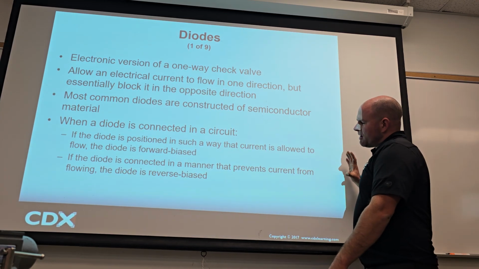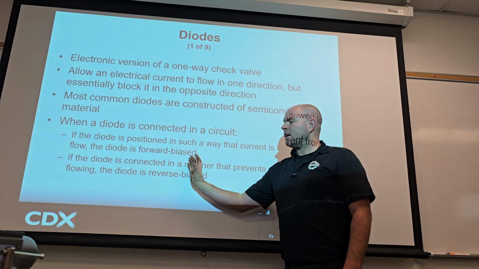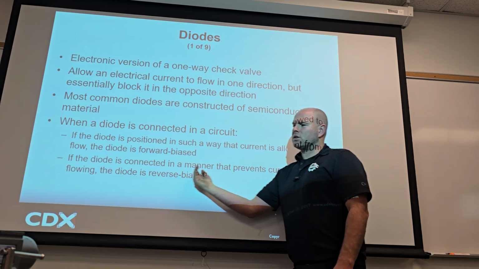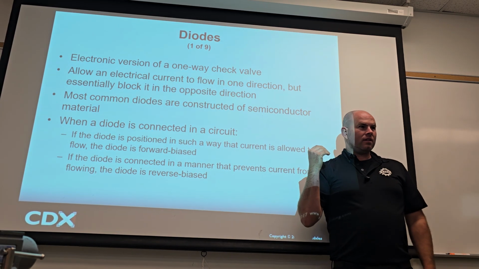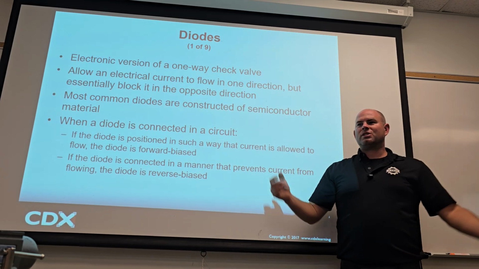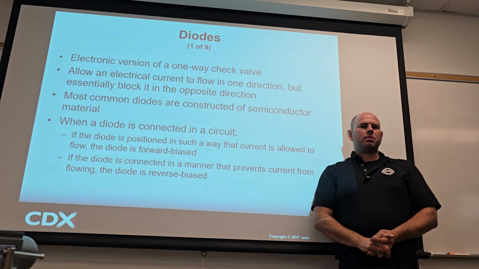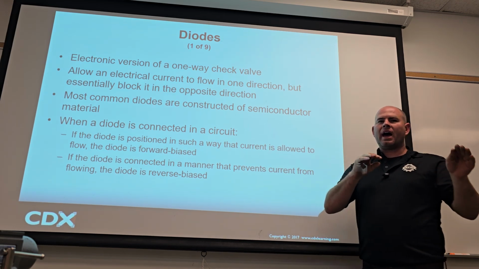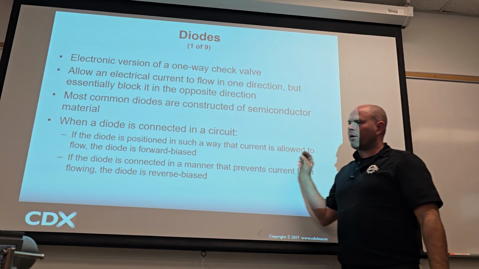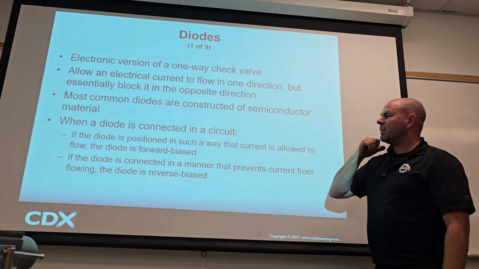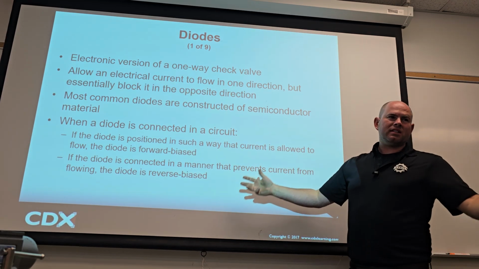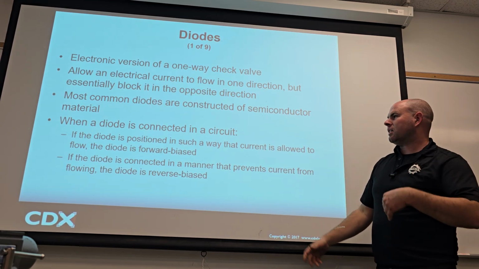But let's just say it allows current to flow this way, but it also allows current to flow this way. Is that good? That's not how a diode's supposed to work. What's the effect going to be? I don't know. It depends on the circuit. Makes sense? But if you think that a diode is bad, you have to understand how it's supposed to work, and then you're going to go ahead and test it. You can test it to that level.